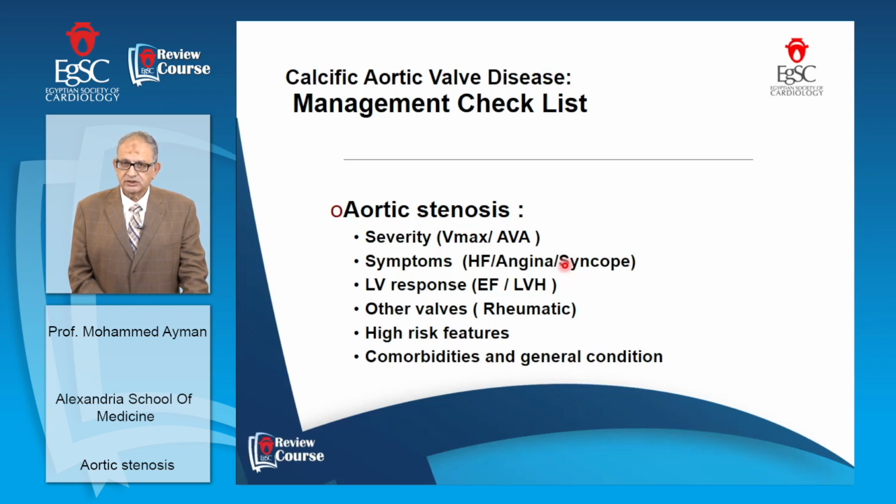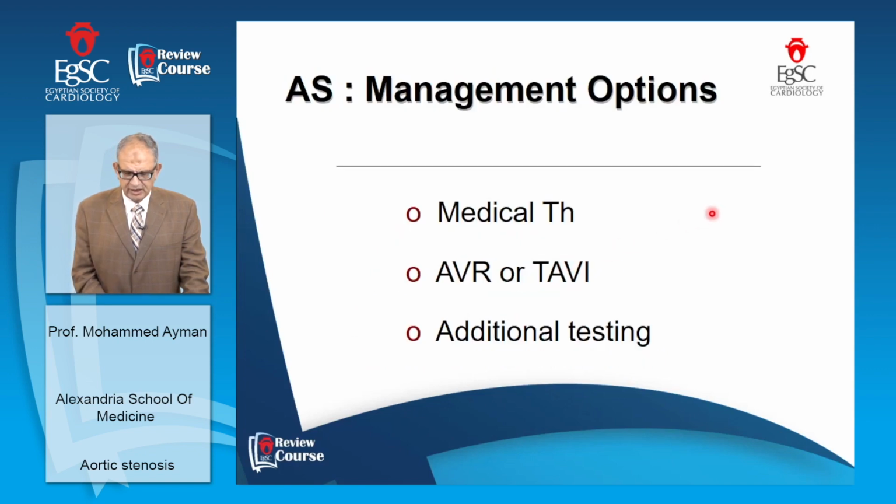Check for the other valves, particularly in rheumatic patients, and look for the high risk features that I told you before about them, and check for comorbidities and assess the general condition of the patients. So the management options we have for symptomatic patients with aortic valve stenosis are medical therapy and aortic valve replacement. And if your patient is not symptomatic, I mean the patient is having severe aortic valve stenosis, but there are no symptoms, sometimes the decision needs further additional testing.